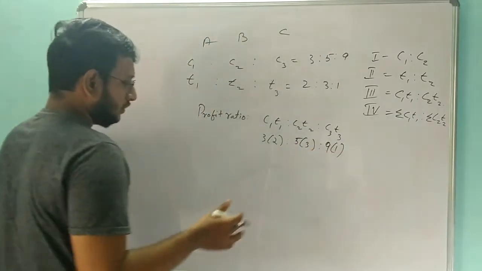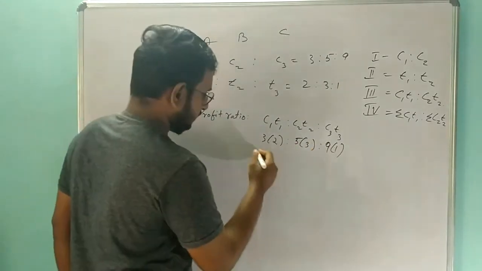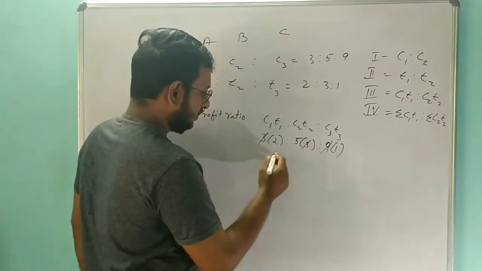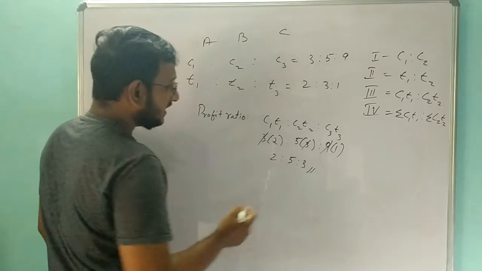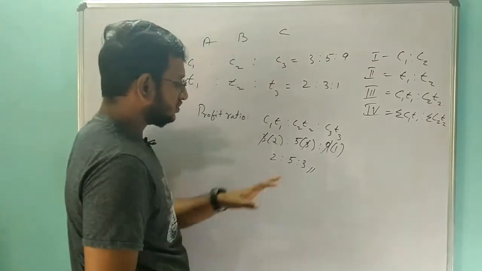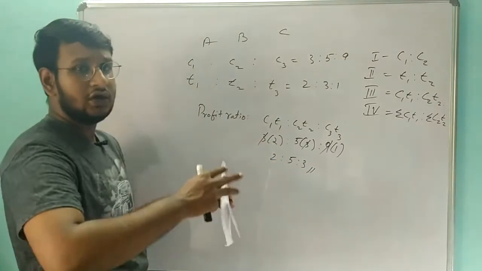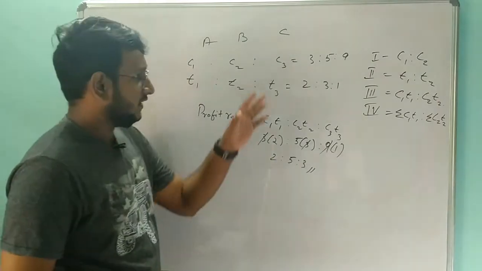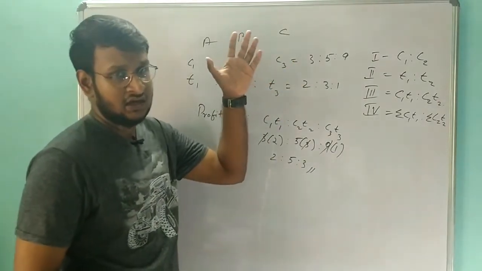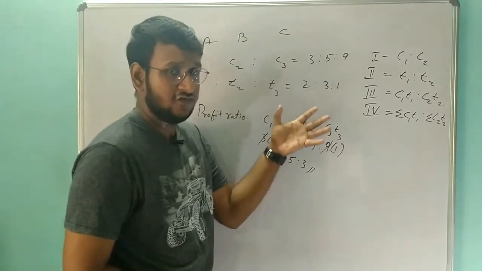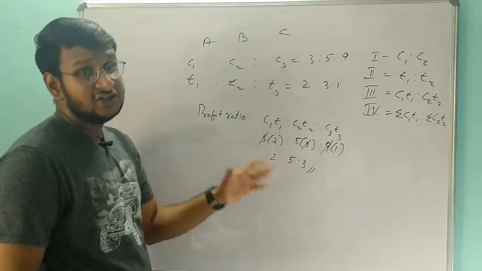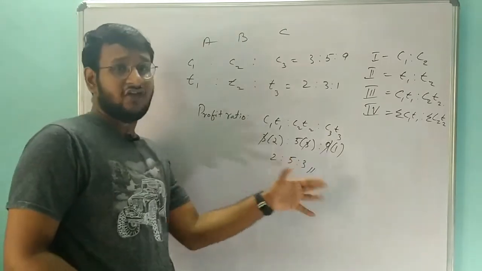Now we are going to divide it by 3, right? So we can cancel 3 over here. So we will be having 2 is to 5 is to 3. So this is the ratio of profit. Okay, so this is the ratio in which they are going to divide the total profit. The investment is given in ratio format as well as their time of investment, that is the period of the investment, and they are going to divide the total profit in the ratio of 2:5:3.